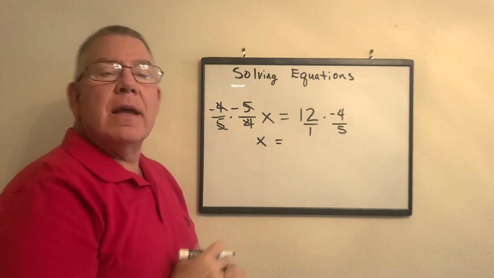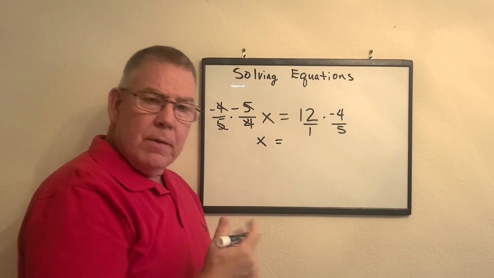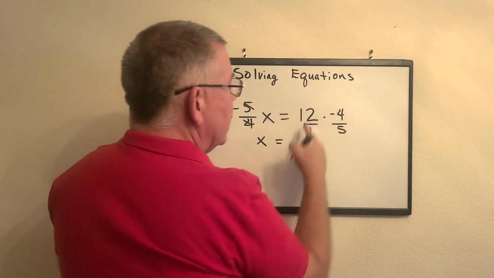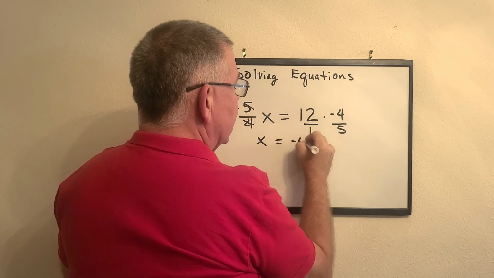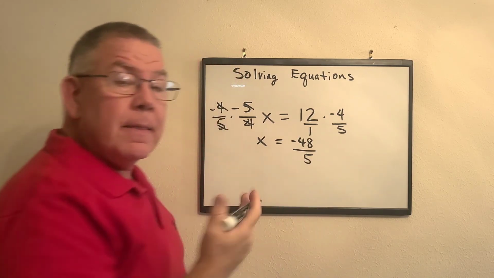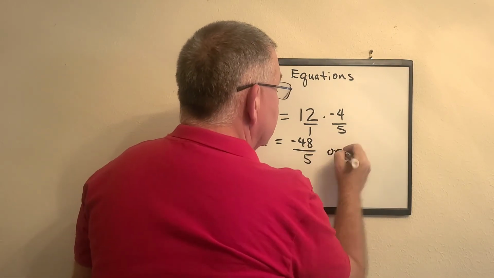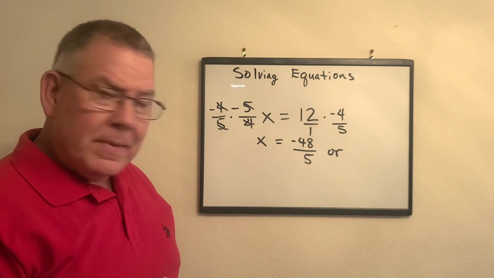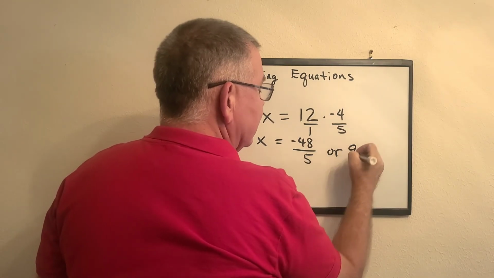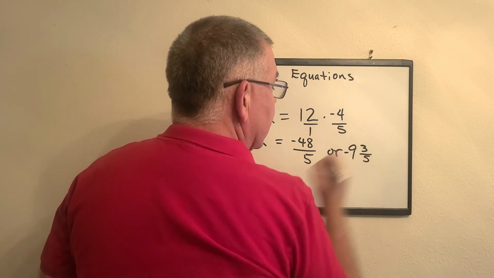Now this is when we get to a difficult situation because we're not going to have a whole number, but we don't always have whole numbers. So we have top times top, so 12 times -4 is -48. 1 times 5 is 5. Now, that is as far as I have to go. That's an improper fraction, but for those of you that like what we call mixed numbers, 5 goes into 48 9 times, -9 times, with a remainder of 3.